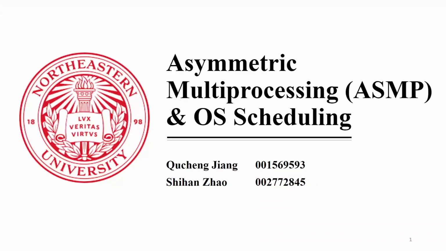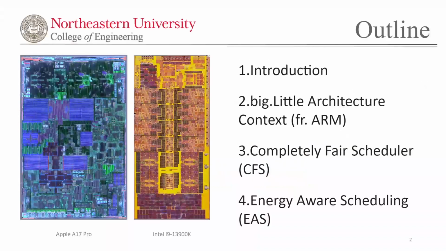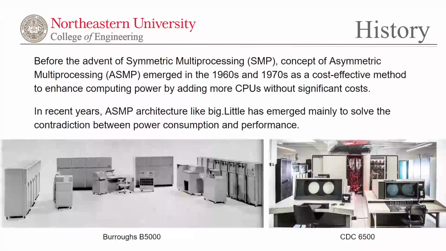Our presentation topic is about asymmetric multiprocessing (ASMP) and operating system scheduling. In this presentation, we will have 4 parts. Part 1 is introduction, part 2 is big.LITTLE architecture context, part 3 is completely fair scheduler, and part 4 is energy-aware scheduling. And Chuchen Jiang will introduce the history of ASMP at first.